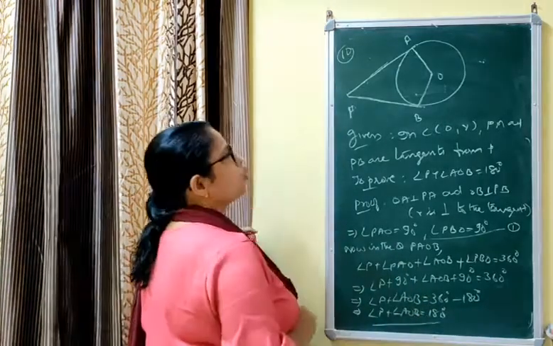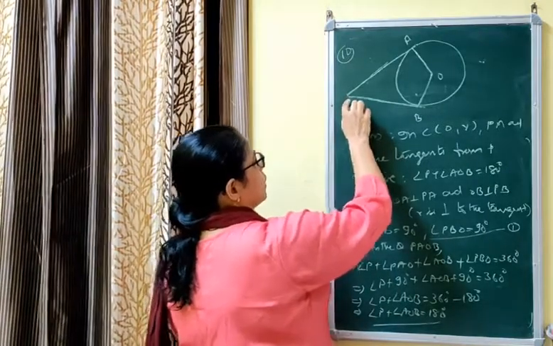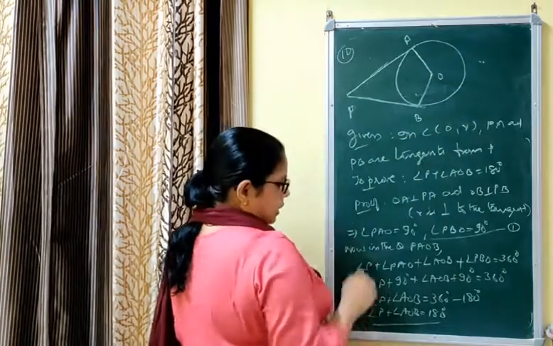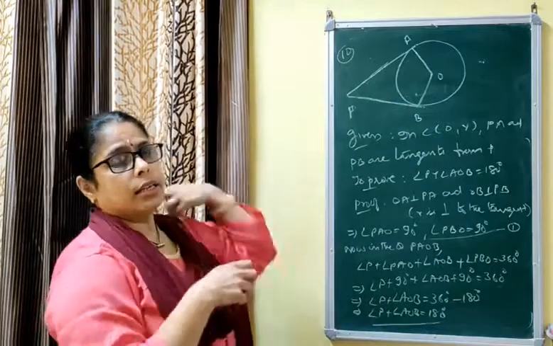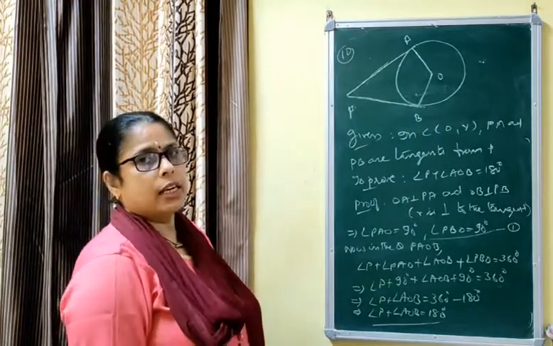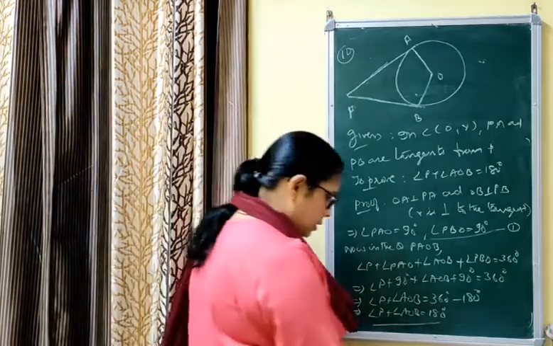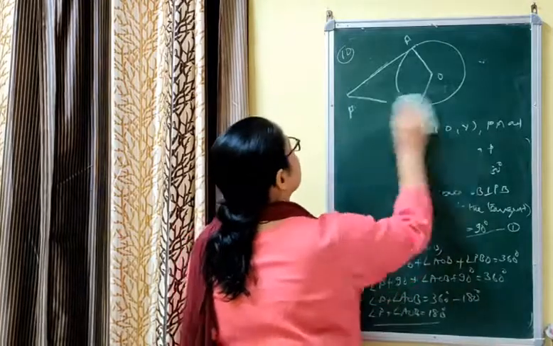That means you proved that the sum of the angle at the point P and the angle at the center is 180 degree. That means if the sum of two angles is 180 degree, then the angles are said to be supplementary angles. That is the proof of question number 10. Now question number 11.